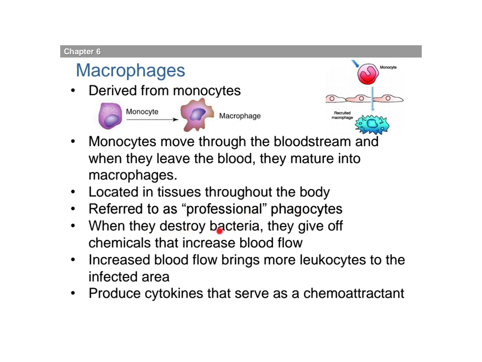When they destroy bacteria, they give off chemicals that lead to an increase in blood flow. That's part of the inflammation process. The increased blood flow will bring more leukocytes to the infected area. This can be a rapid response system in which more and more leukocytes arrive, including other macrophages, which could release more chemicals, thereby increasing blood flow and bringing even more leukocytes to the area. Macrophages also produce cytokines that serve as a chemoattractant.